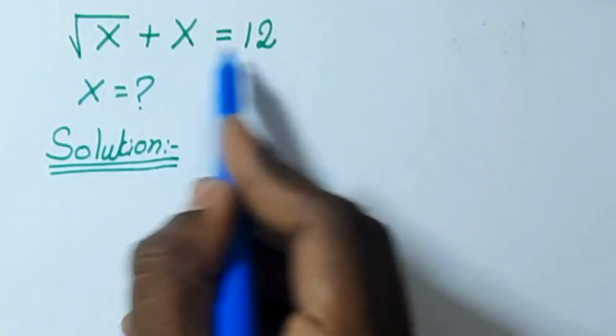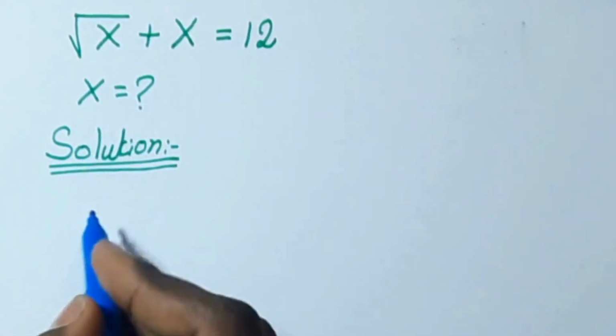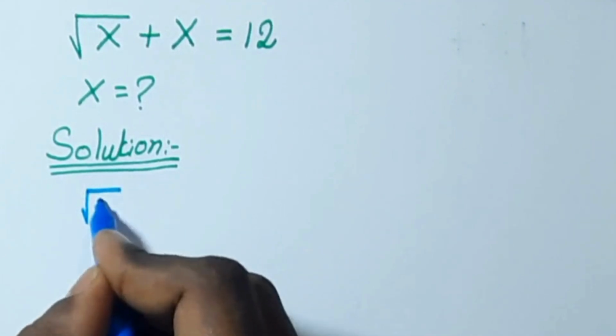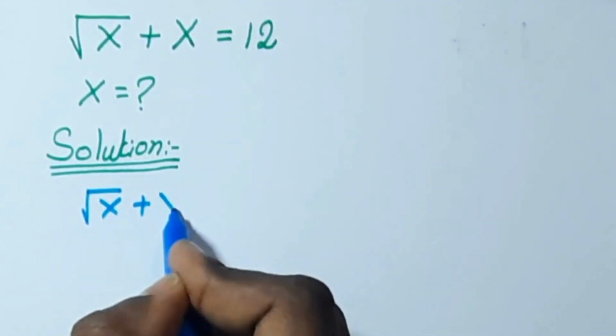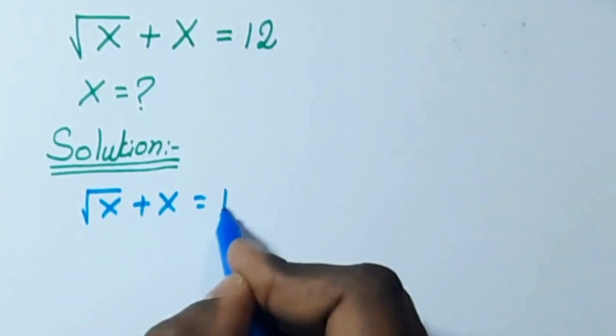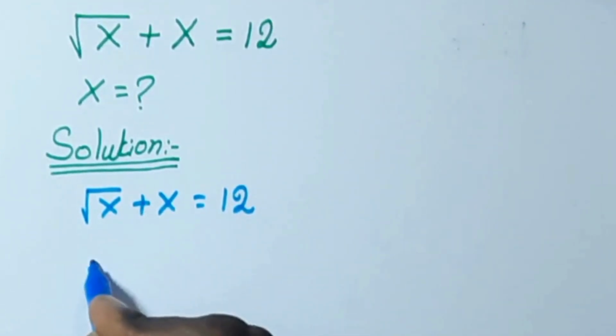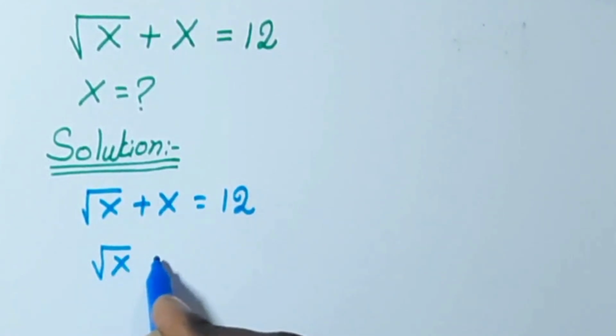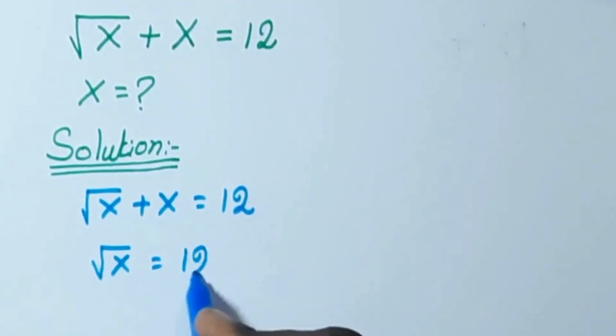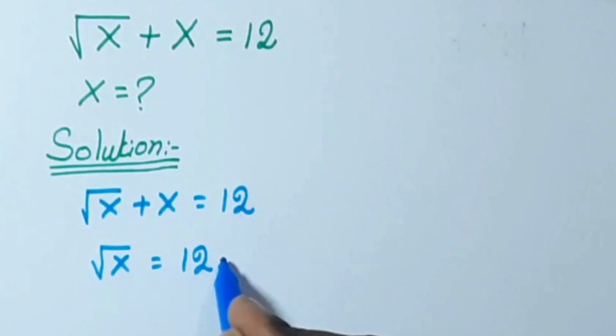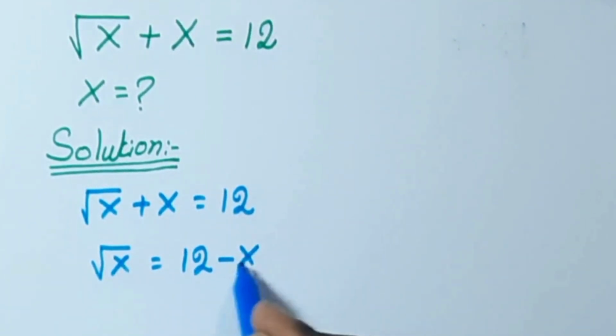Today we are going to solve this problem to find the x value. Solution: square root of x plus x equal to 12. Now square root of x equal to 12, moving this x to the right hand side, minus x.